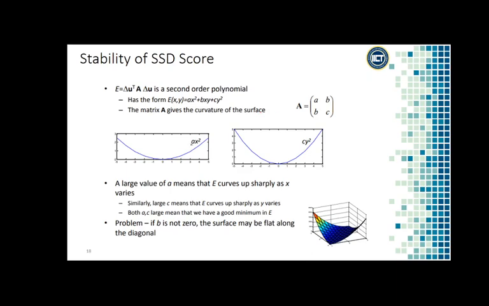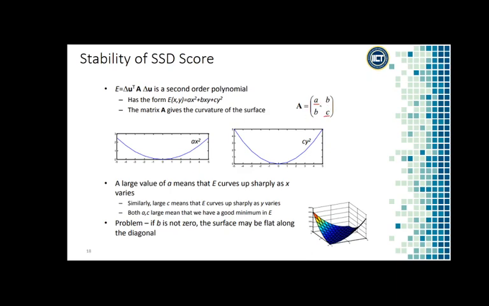If the value of A here, the gradient in the x direction, gets bigger, this plot gets steeper and we get a good local minimum, and that's what we want. Similarly for C. So a large value of A means that E curves up sharply as x varies. Similarly, a large C means that E curves up sharply as y varies. So both A and C large mean that we have a good minimum in E. So we want these two values to be bigger.